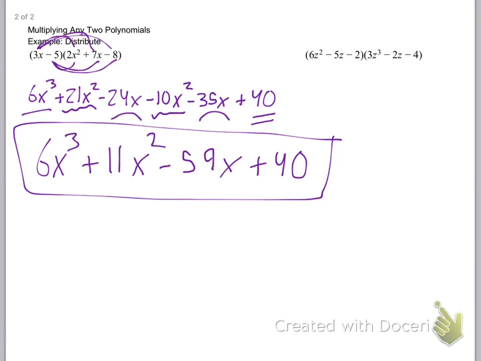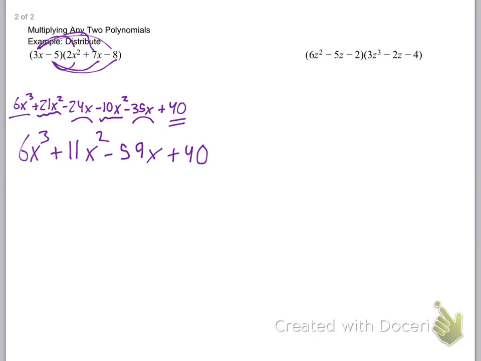We had 6 original terms, but some of them combined up, and now we have 4 terms. Notice that the degree is 3. The leading coefficient's 6. The constant is 40. All things that you should have taken from 8.1. Any questions on that, guys? I want you guys to try that last one.